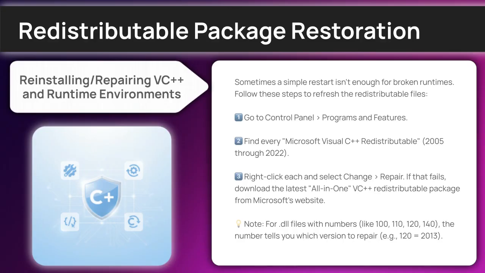Follow these steps to refresh the redistributable files. First, go to Control Panel, then select Programs and Features. Second, find every Microsoft Visual C++ Redistributable 2005 through 2022. Third, right-click each and select Change, then select Repair. If that fails, download the latest all-in-one VC++ Redistributable package from Microsoft's website. Please note that for DLL files with numbers, the number tells you which version to repair.